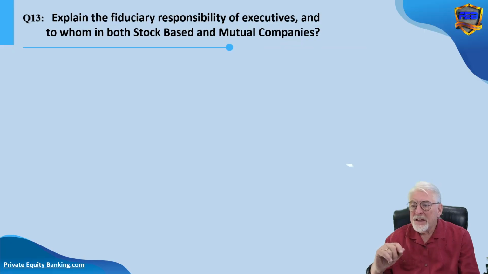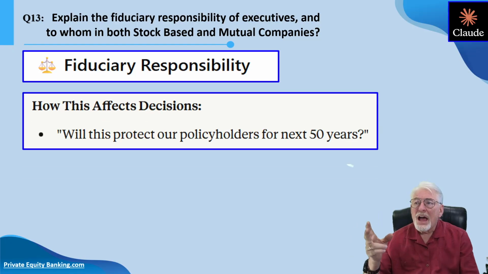Question number 13. Explain the fiduciary responsibility of executives, and to whom are both stock-based and mutual companies beholden? How does this affect decisions? And this is the question that the executives at a mutual company are asking themselves: will this protect our policyholders for the next 50 years?